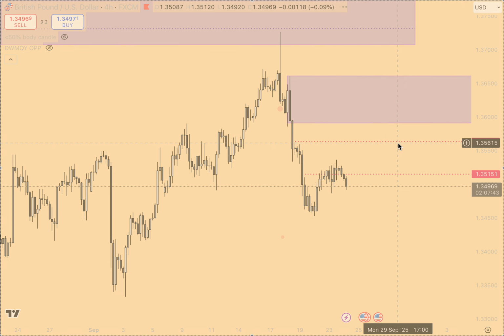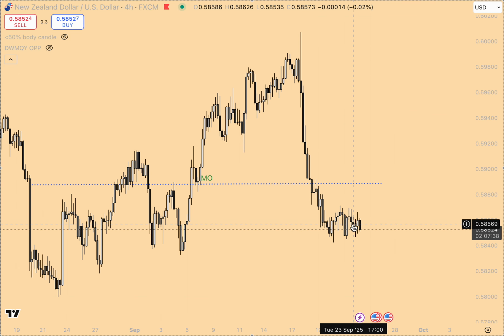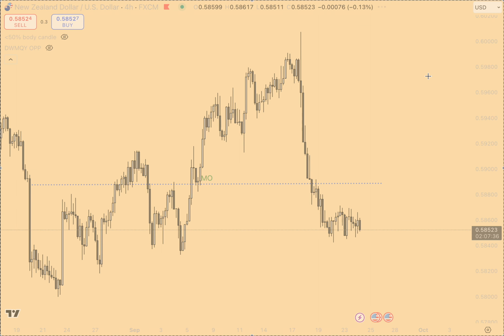Okay. On NZD/USD, what can I say? Just a market that's ranging. Like if you look at this mechanically, right?